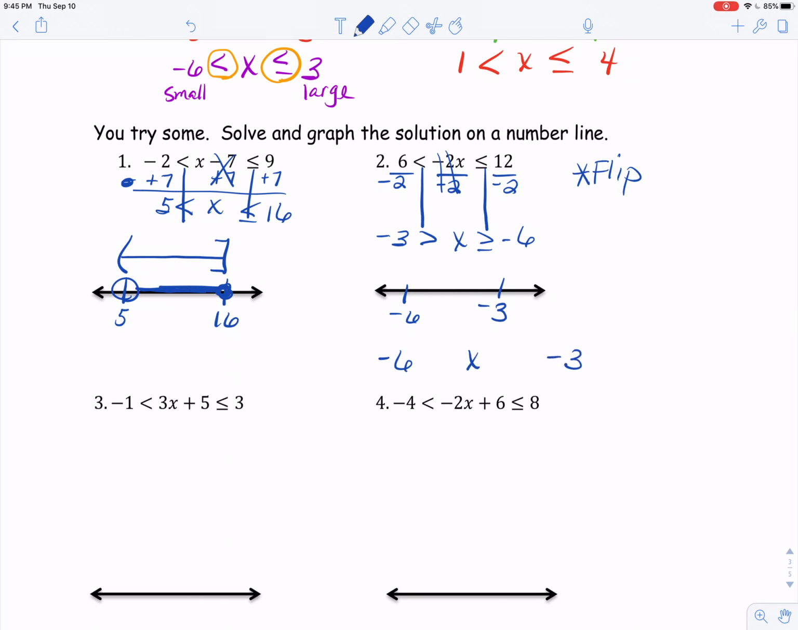-6, x, -3. Between -6 and x, we've got the equality, and between x and -3, we don't have equality. So that is a closed circle on the -6, an open circle on the -3, and it can be anything in between. That's always the graph of a compound inequality.